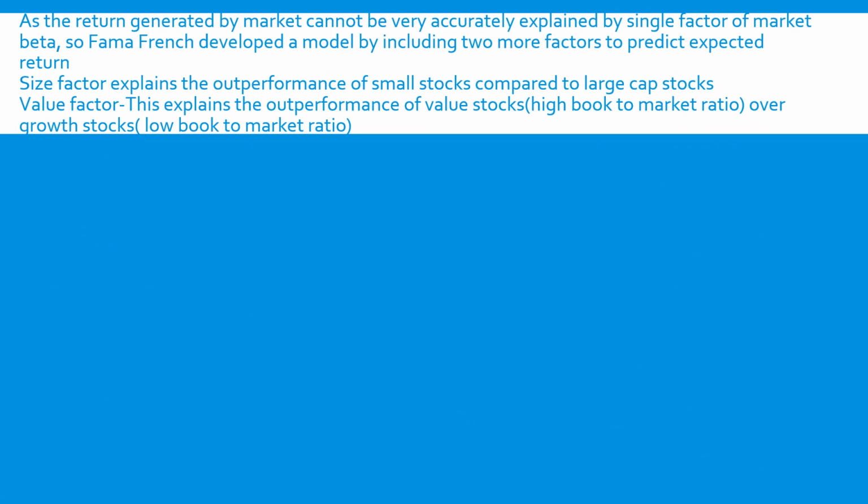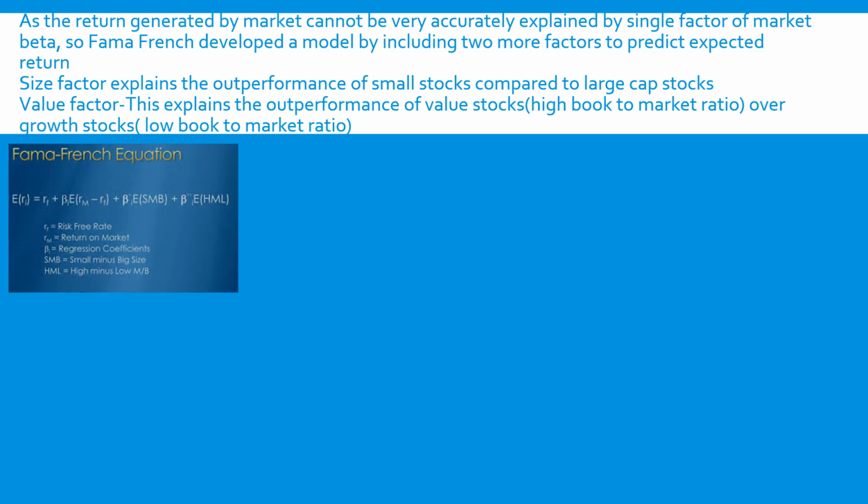As the return generated by a market cannot be very accurately explained by the single factor of market beta, Fama French developed a model by including two more factors to predict the expected return. The size factor explains the outperformance of small stocks compared to large cap stocks. The value factor explains the outperformance of value stocks over growth stocks, that is, low book to market value ratio.